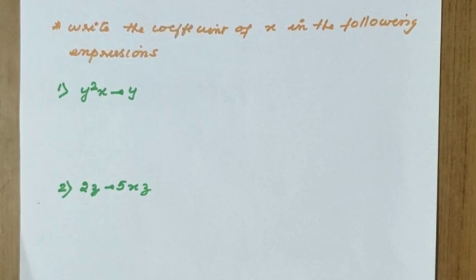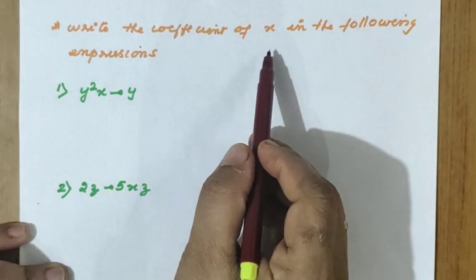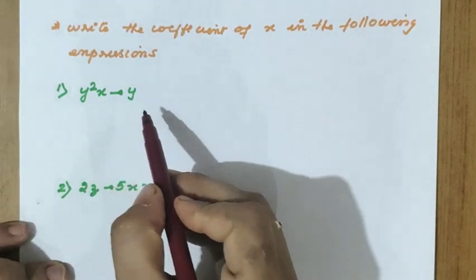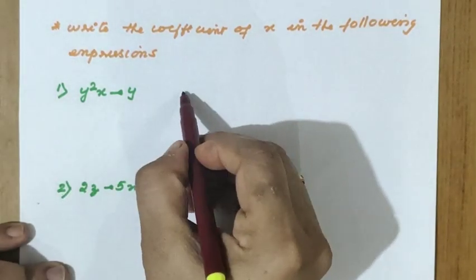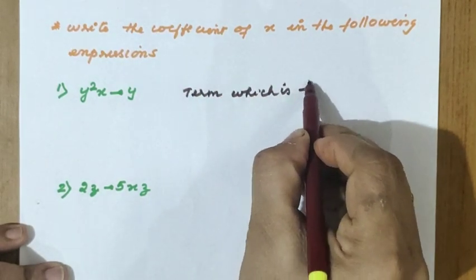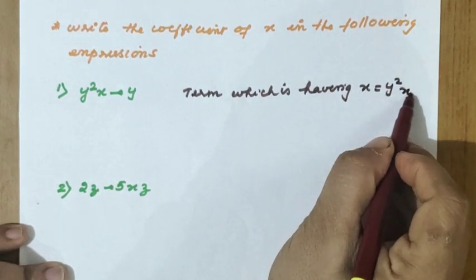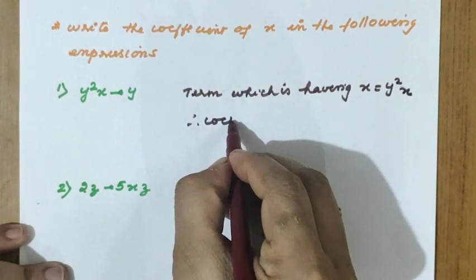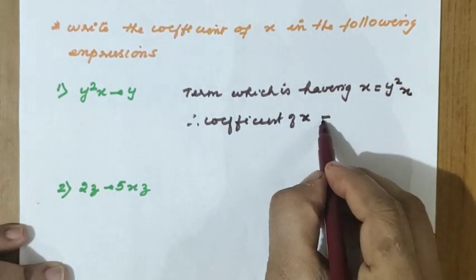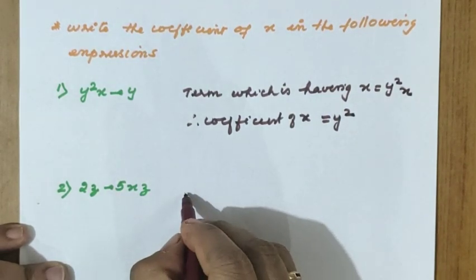So the next question is, write the coefficient of x in the following expressions. Write the coefficient of x means the term we should identify which is having x. Which is having x? y square x and minus y. So y square x is the term, the term which is having x. So the coefficient of x here, we are using in a general way, is y square. Other than x, what are the terms there? y square.